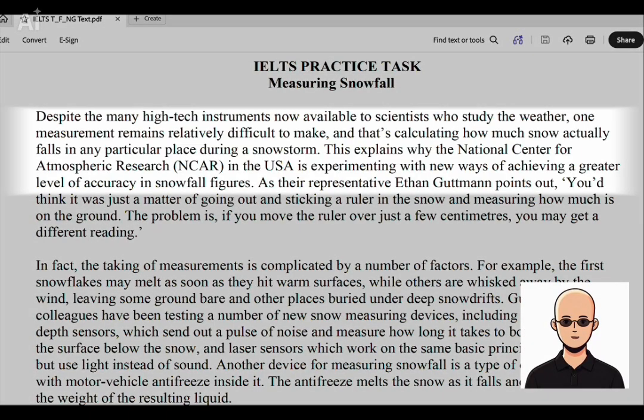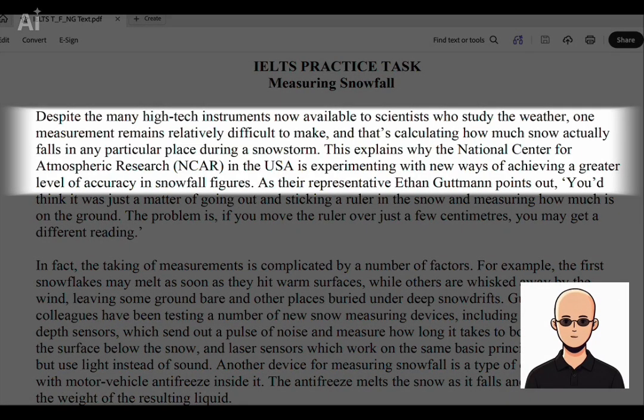Okay, so if we look, we have this part here. Despite the many high-tech instruments now available to scientists who study the weather, one measurement remains relatively difficult to make, and that's calculating how much snow actually falls in any particular place during a snowstorm. This explains why the National Center for Atmospheric Research, NCAR, in the USA is experimenting with new ways of achieving a greater level of accuracy in snowfall figures.